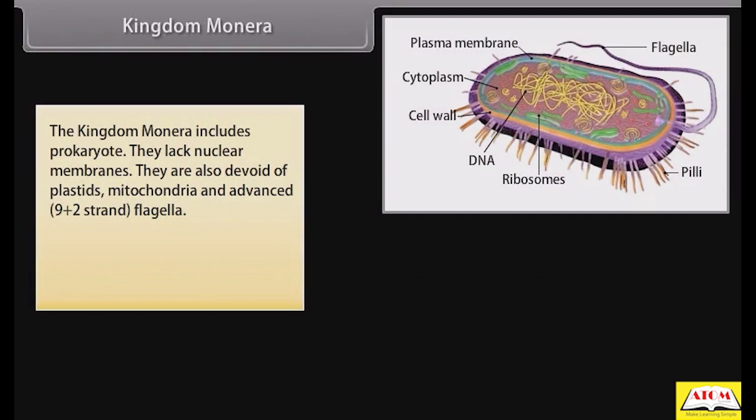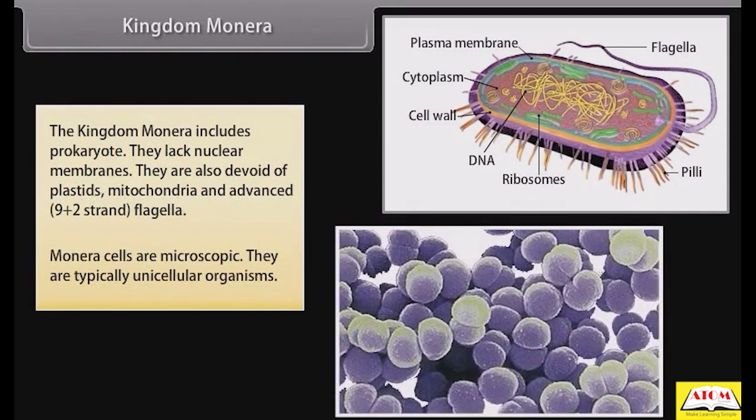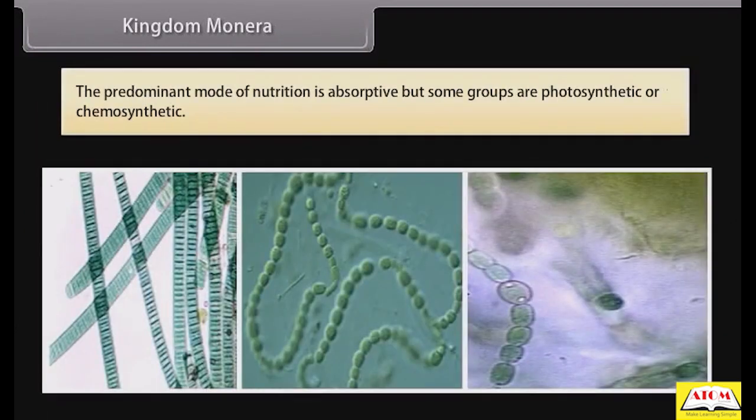They are also devoid of plastids, mitochondria, and advanced 9+2 strand flagella. Monera cells are microscopic. They are typically unicellular organisms. The predominant mode of nutrition is absorptive, but some groups are photosynthetic or chemosynthetic.